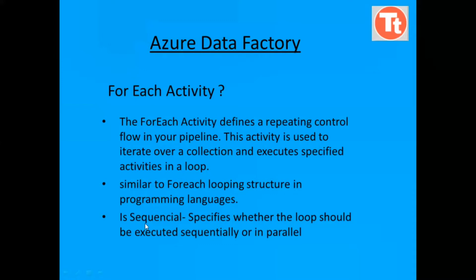Now we have an important setting, Is Sequential. This specifies whether the loop should be executed sequentially or in parallel. Suppose we have a bunch of files in a particular folder and we want to process those files sequentially or in parallel. In the same process, we can use the For Each activity, and this is just checking Is Sequential.